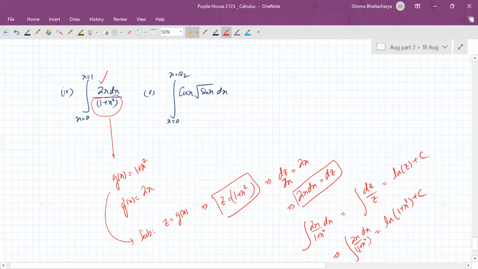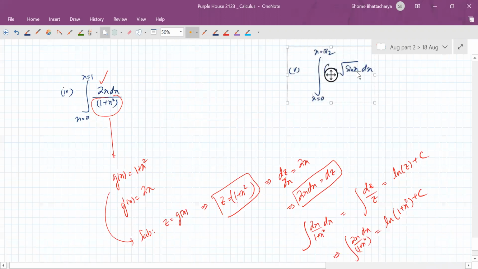Okay, so same approach we'll see for the next question also. You can see that inside the square root there is a sine term, so it is a composite function. But also sine's derivative is cos, and cos is there outside. So we can always substitute sine x as z, or as the dummy variable. Complete the fourth problem after putting the limits and calculating, and then come to the fifth question. Try out what I just told you.